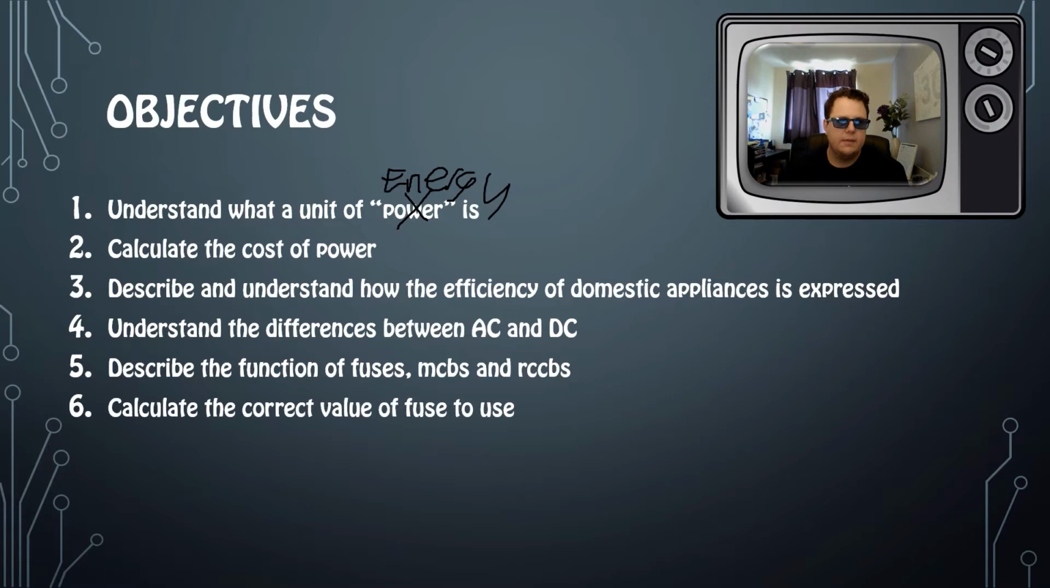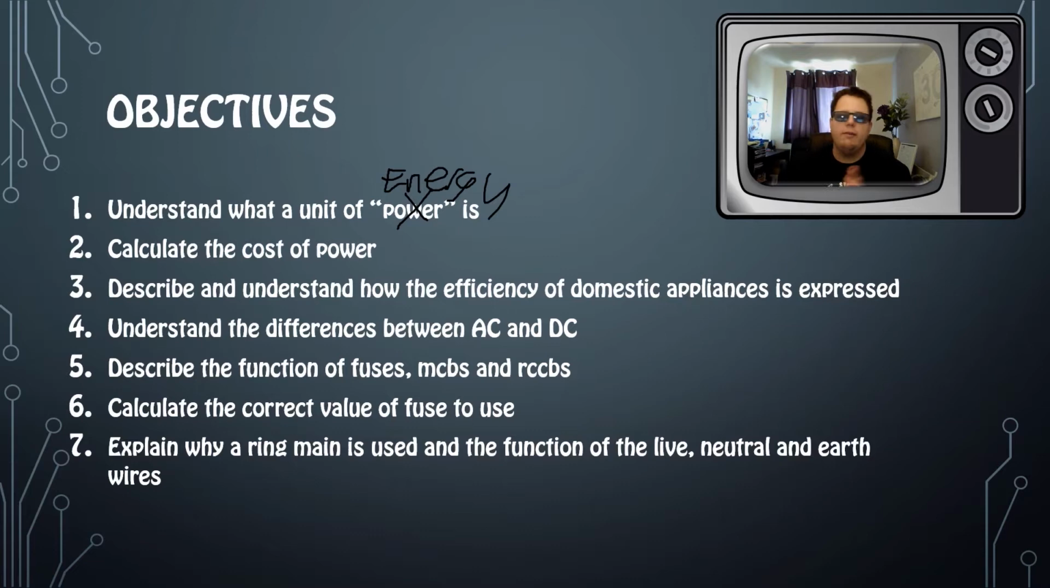We're then going to try and talk about how we calculate what fuse to use in an appliance, okay, and why it's important perhaps to use the right fuse. And then we're going to talk about domestic wiring, okay? So what a ring main is, why it is used, and what the function of the different wires inside a main circuit are.